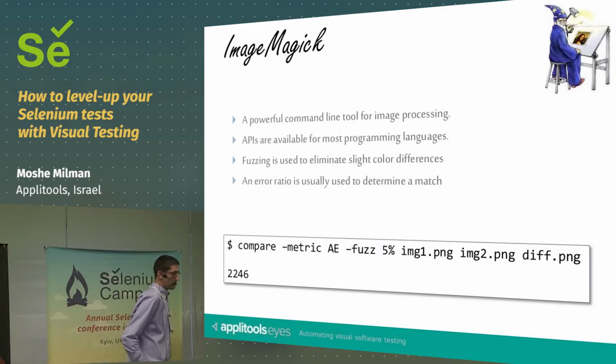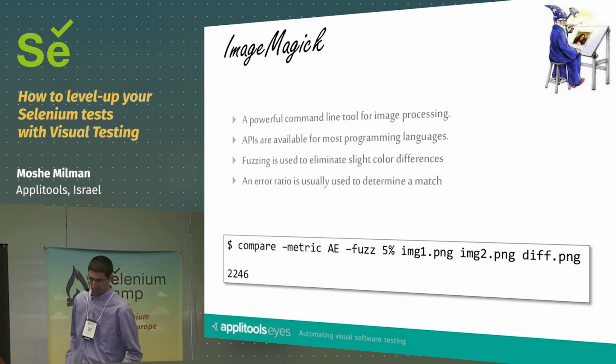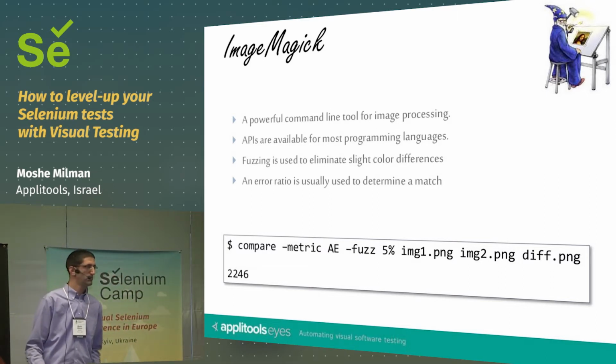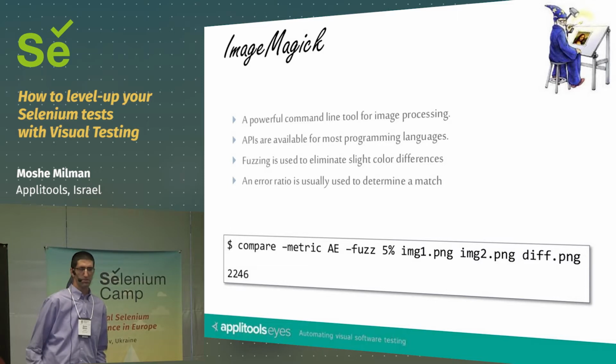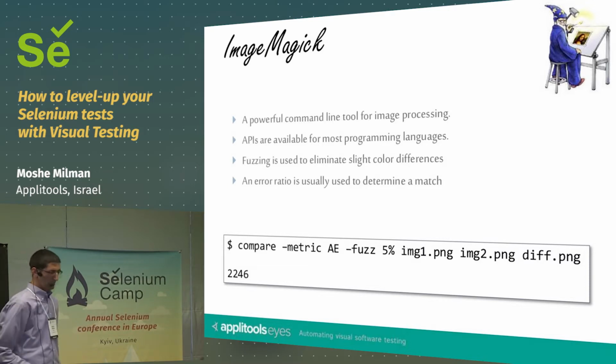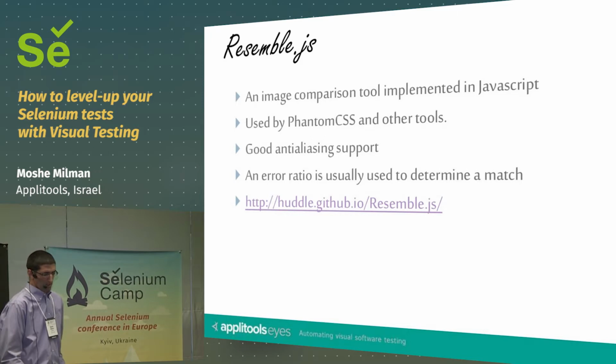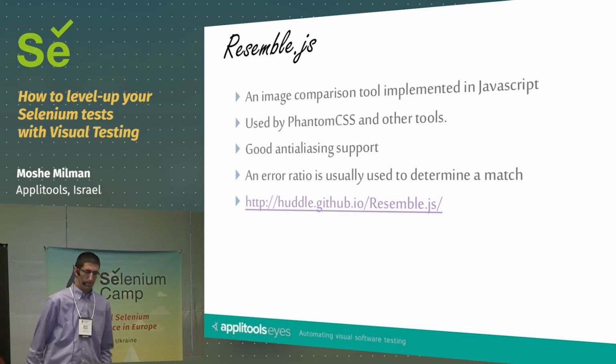The first one is ImageMagick. ImageMagick has been around for quite a while. Anyone here using ImageMagick? Cool, a few people, great. ImageMagick was initially built for different levels of image processing, but it also has the capabilities to compare images, and it has some fuzzing built into it to deal with some of the challenges that we showed earlier. It has APIs for most programming languages, basically it's a command line tool, so we can just take two images, provide a link to the diff image, provide a threshold percentage, and it will return the number of pixels that are different, and also a diff image with the changes. And many of these tools are built on top of ImageMagick.